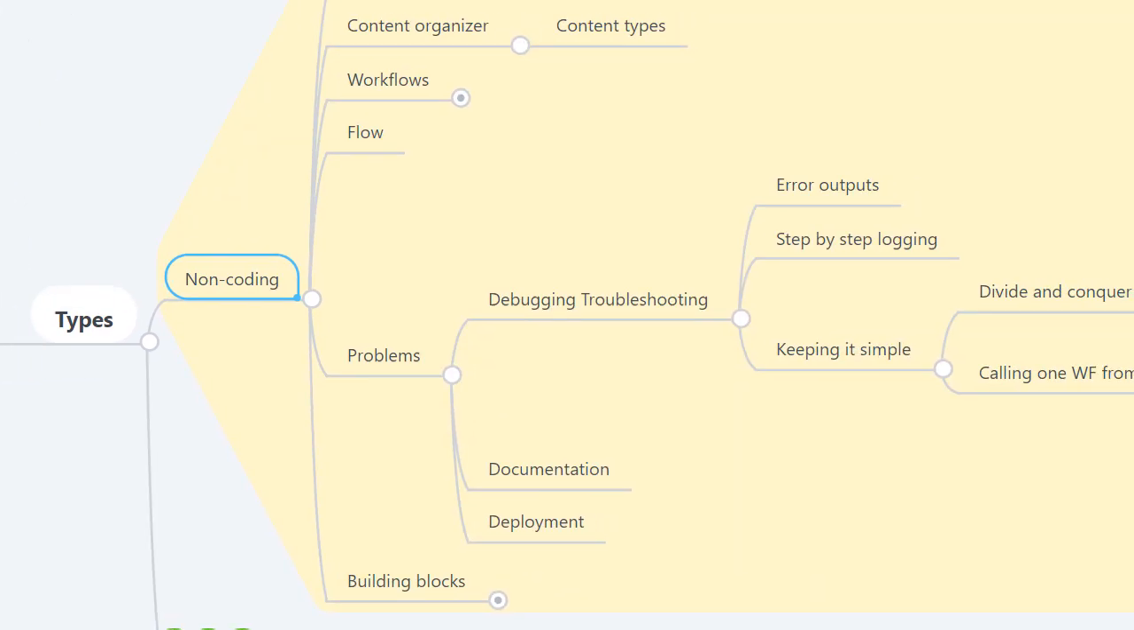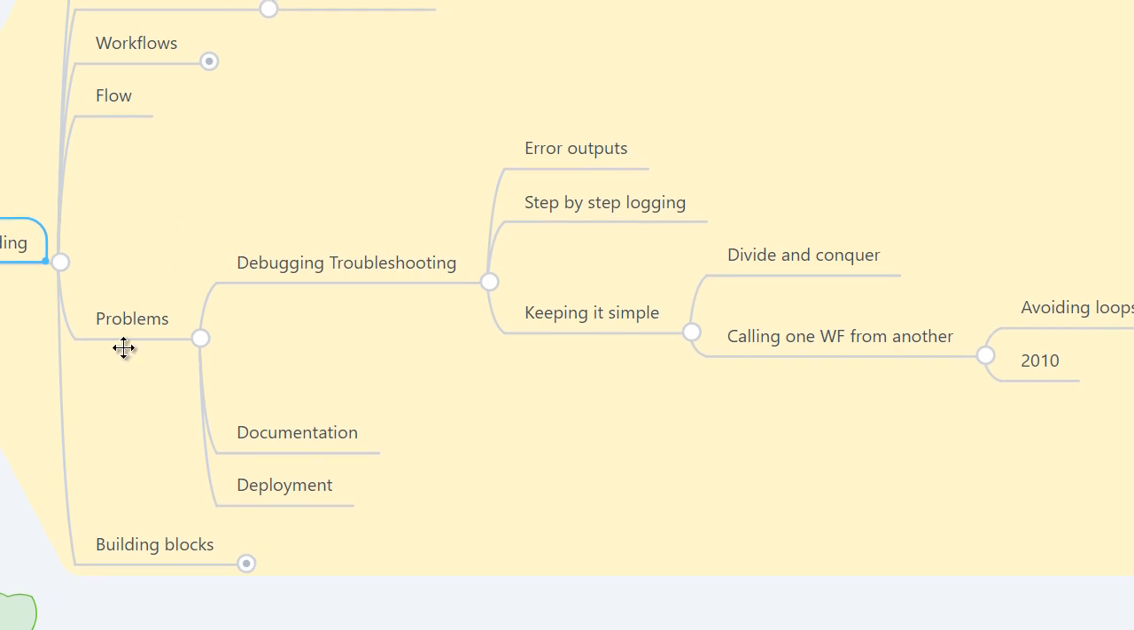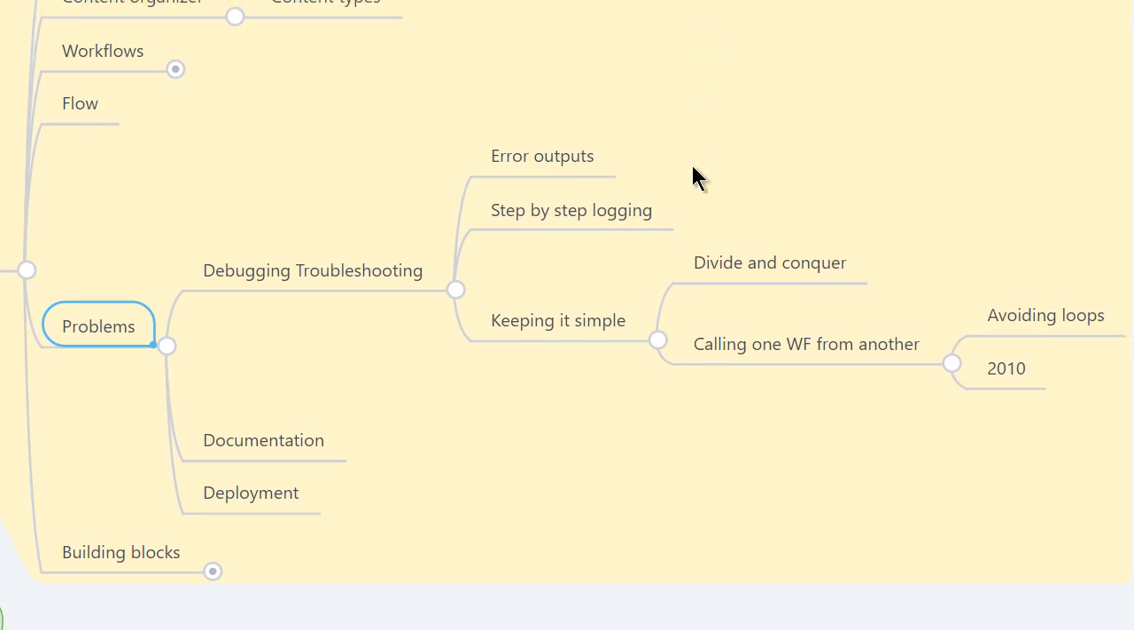There we go. Now we're talking about the problems of non-coding SharePoint automation. Debugging and troubleshooting. When you're building solutions in general, when you're working as a programmer, a lot of your time is usually spent on debugging and troubleshooting. And in a workflow or a flow, that can't really be done properly. You need to look at error outputs and you need to do step-by-step logging, basically message box debugging.